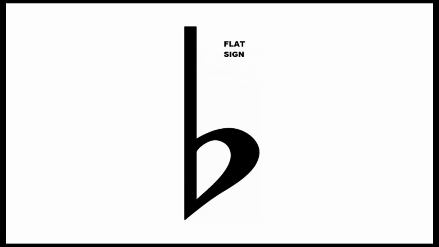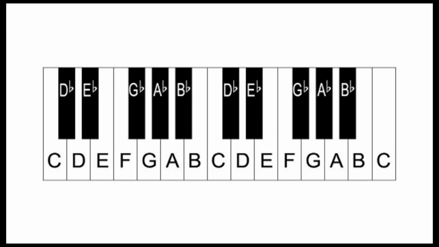Flats. In music, the opposite of a sharp sign is a flat sign. A flat sign means to play a note that is a half step lower or a semitone lower. For instance, D flat means to play the note that is a half step lower than D. On piano, you simply play the key that is the immediate left of D.